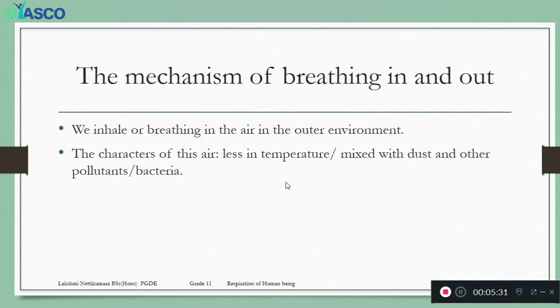So, let's learn the mechanism of breathing in and out. What will happen when we breathe in and breathe out? How can you identify it externally? When we inhale, or breathe in, the air in the outer environment, first learn what the characteristics of this air are. The first thing is that the temperature of this breathing air is low, and it is obvious that it is mixed with dust and other pollutants like bacteria, viruses, anything.